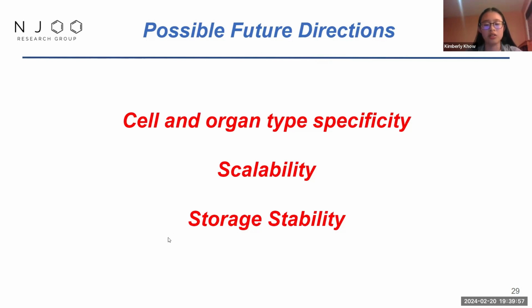And finally, storage stability is also another consideration. The COVID-19 mRNA vaccines, I believe, were stored at negative 80 degrees Celsius because they were rather unstable. So this obviously isn't very practical, especially if you're trying to transport these therapeutics to different areas of the world. So this is definitely something that could be looked into further.